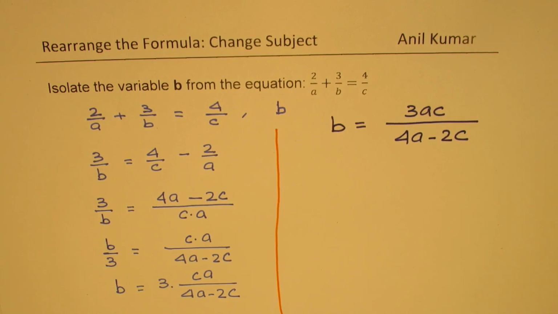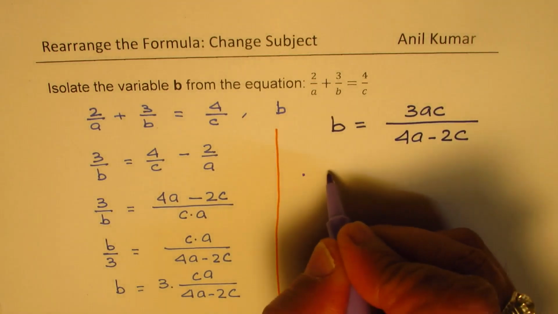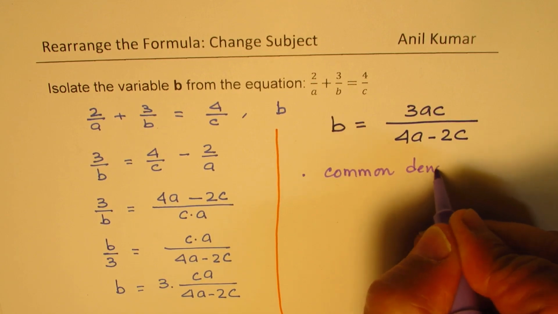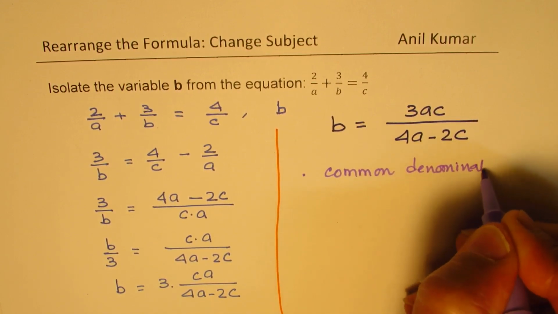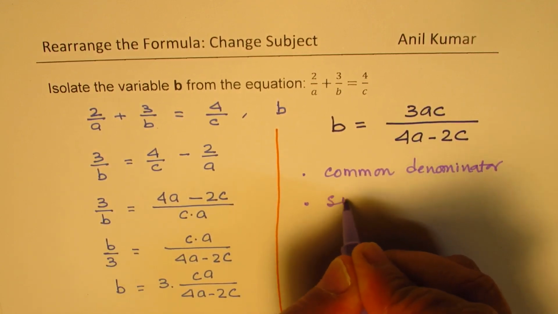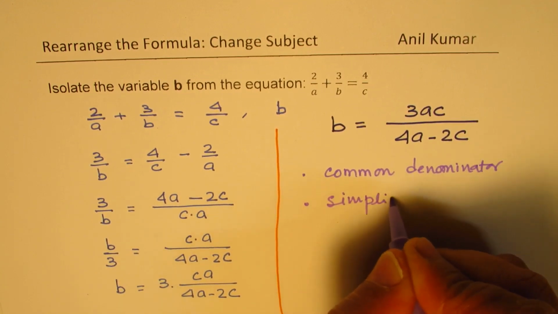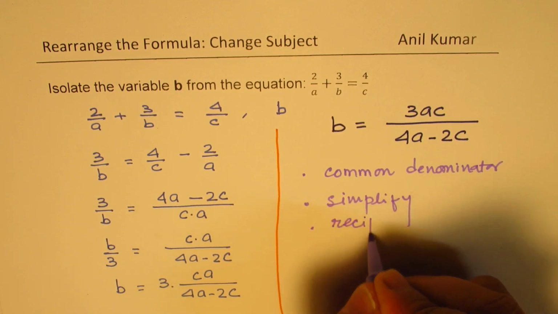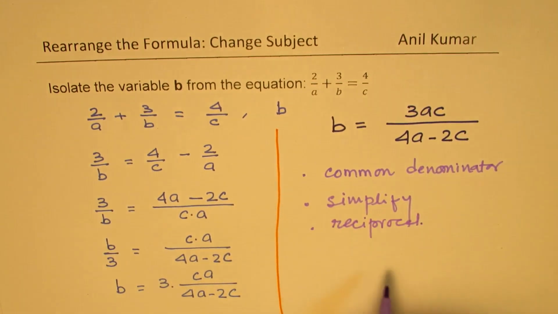So whenever you're working with fractions, the idea here is to have a common denominator, right? So common denominator, then you need to simplify, and then you can have a reciprocal. Correct? So that is how we could actually get the subject whenever fractions are involved. I hope it makes sense.